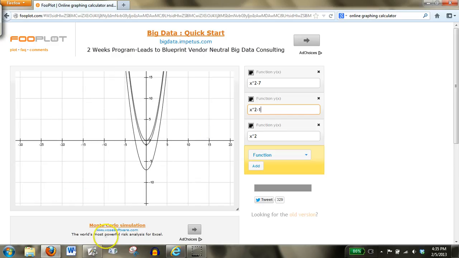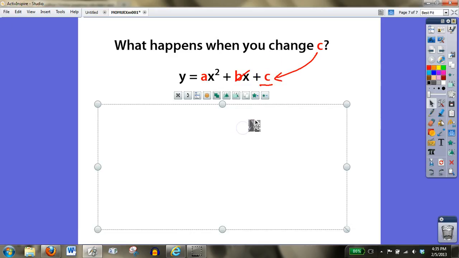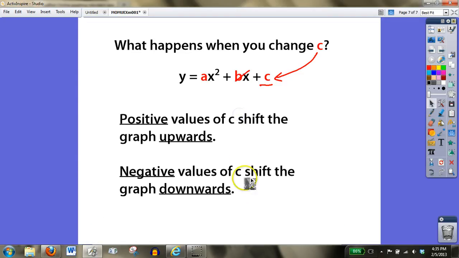Well, it turns out that connection holds true for everything. Turns out that if you start changing c to either larger or smaller numbers, here's the result. That as you make c positive, it shifts the graph upwards, whereas negative values of c shift the graph downwards. So you can actually change the location of your parabola up or down based on how you change c. And so you can again predict what graphs would be higher or lower than others.